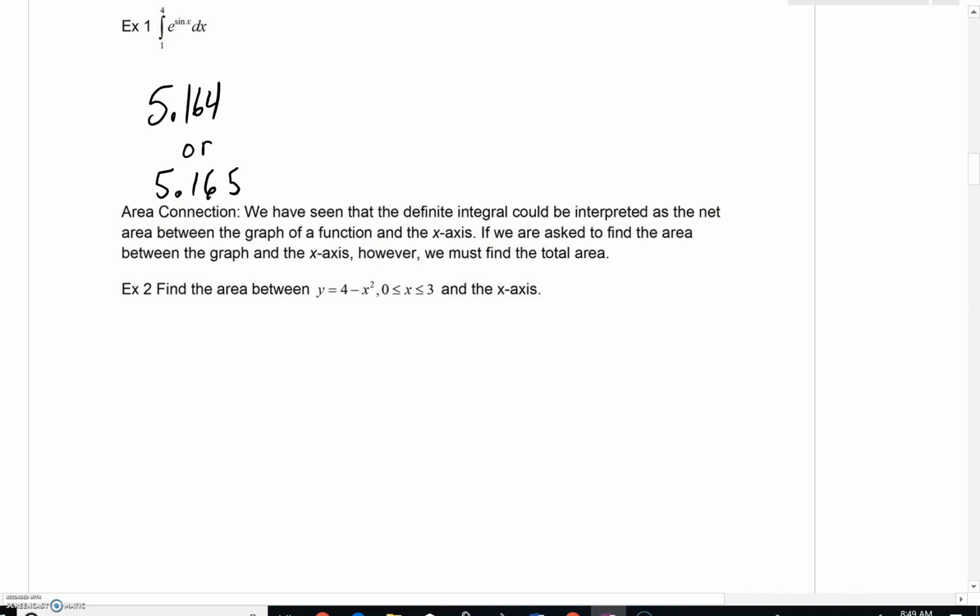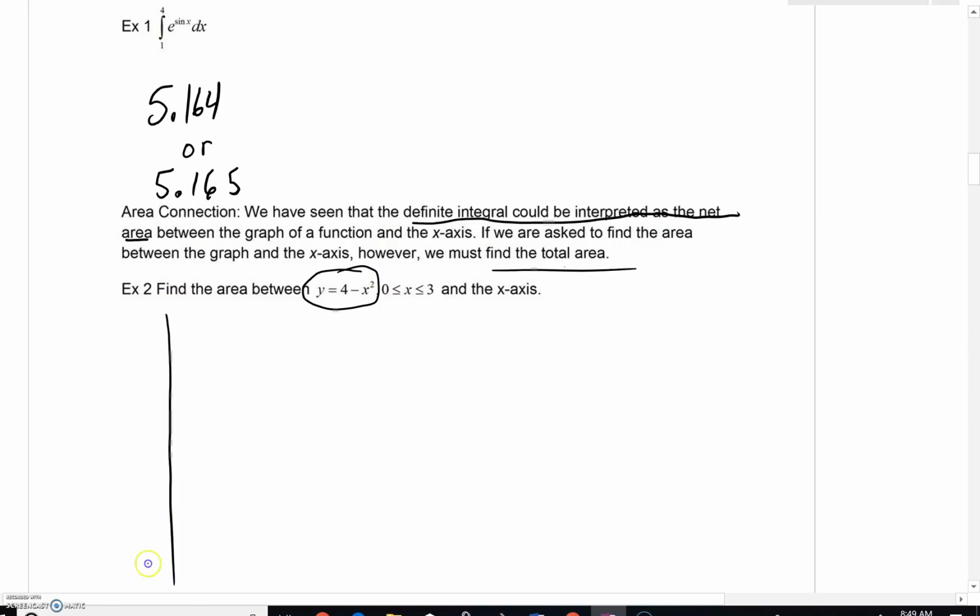Okay, earlier in this unit, we talked about how the definite integral could be interpreted as net area between the graph of a function and the x-axis. Negative area would occur when your curve is below the x-axis. But what if you're asked to find the area bounded by the curve and the x-axis, or as a lot of kids like to phrase it, the total area? By the way, total area means exactly the same thing as area. Well, let's look at this graph, y equals 4 minus x squared.